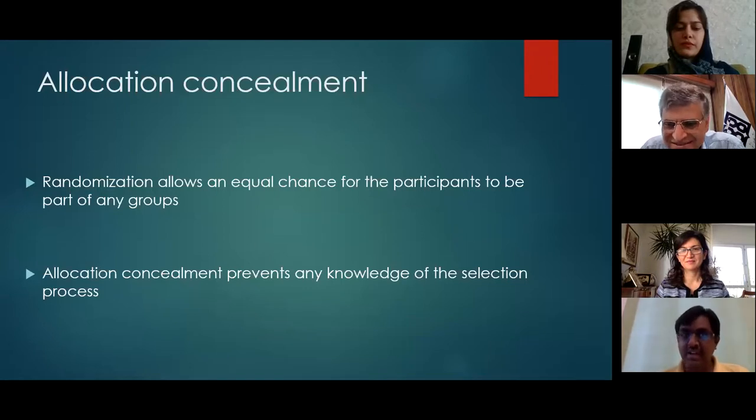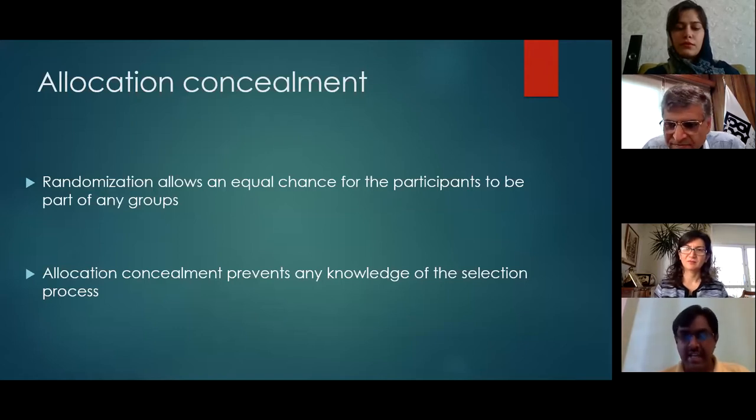So that is the advantage of randomization: I am not deciding which group the students or patients are going to be allocated to. It is based on one particular process. Whatever the result comes, they will go into that group. Is this clear? Yes. This is randomization.